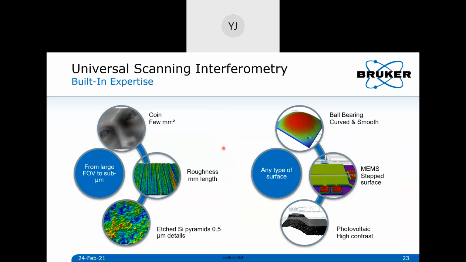Okay, some more examples. This is to show you from the large field of view to the submicron field of view. You can see a large coin. You can see some facial features that are present in this coin, right? And you can measure the roughness in millimeter length scales, and you can see the etched silicon pyramids like photovoltaics in micron scale regions, and all kinds of surfaces, right? So you have curved surfaces and stepped surfaces like these MEMS structures, and high contrast surfaces, right?